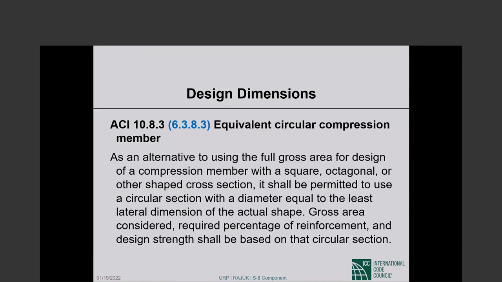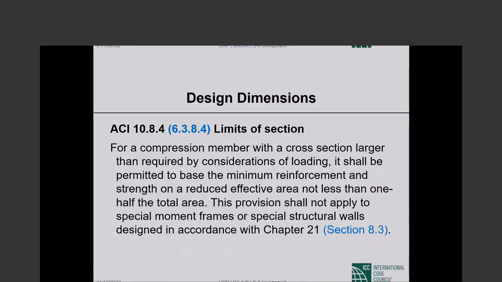Gross area considered, required percentage of reinforcement, and design strength shall be based on that circular section. As I said, I have no feel for how accurate or good this is. It is there. I thought I would bring it to your attention, but again, I personally have never gone there.